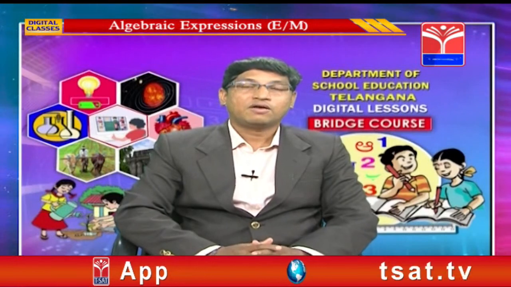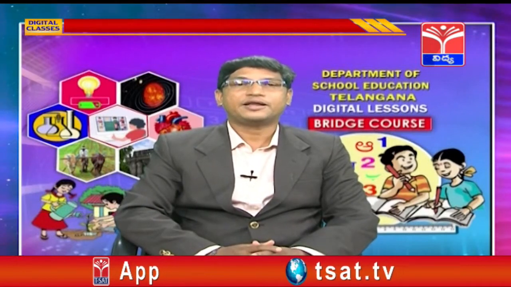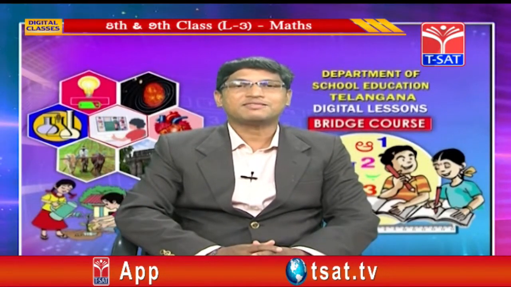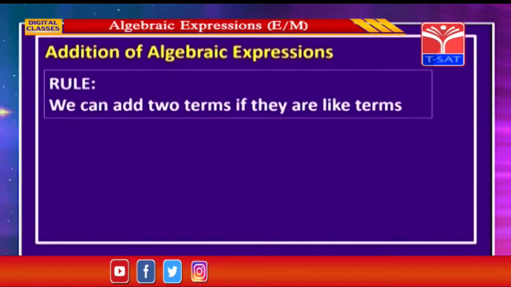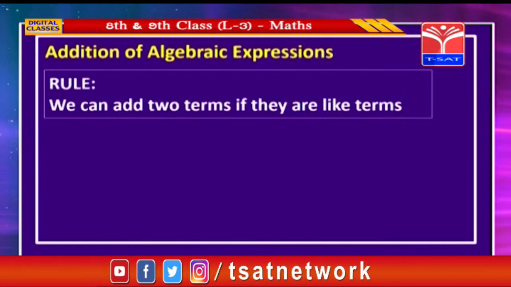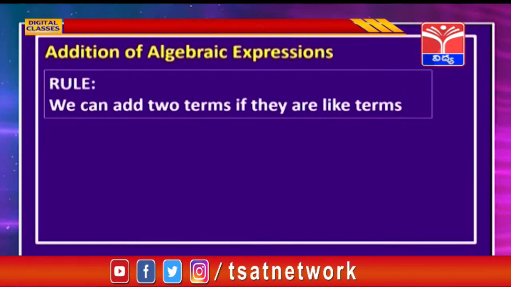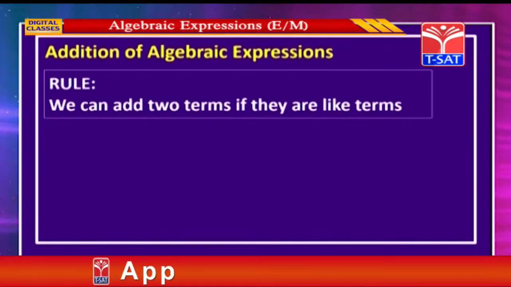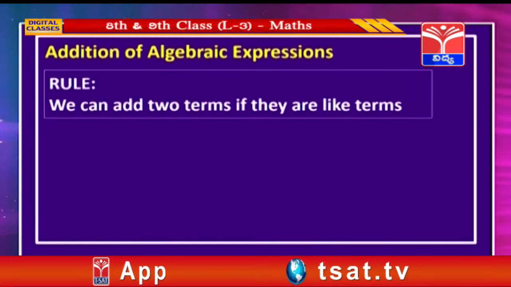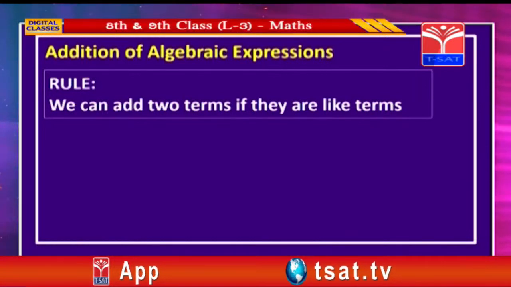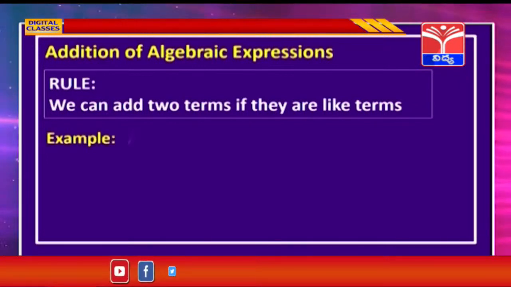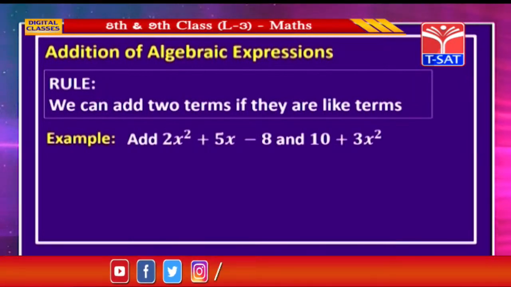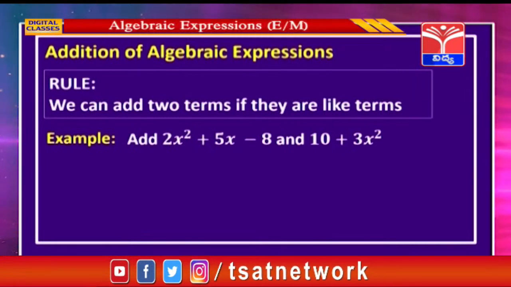So children, now we will move on to the important concept, that is addition of algebraic expressions. Let us take an example, children. We can add two terms if they are like terms, or I can simply say that we can add only like terms. Unlike terms cannot be added. So this is the important rule you need to remember, children. Let us take an example. Add 2x square plus 5x minus 8 and 10 plus 3x square.